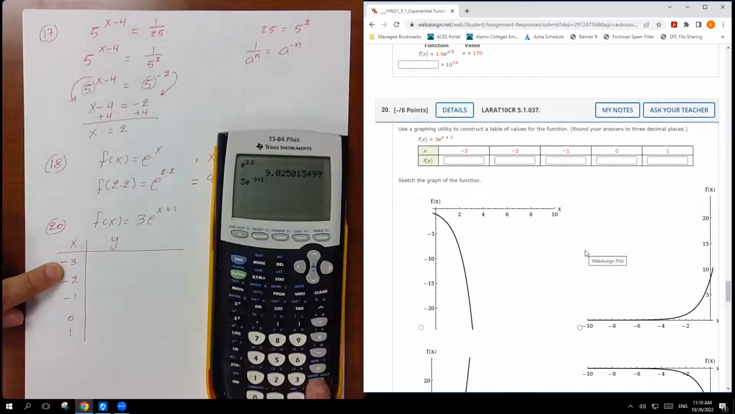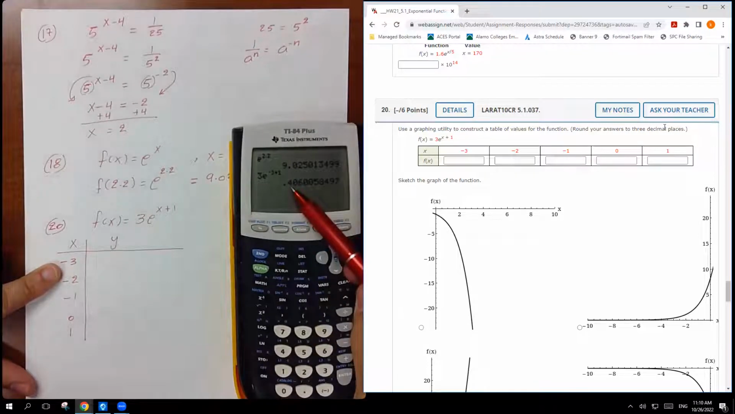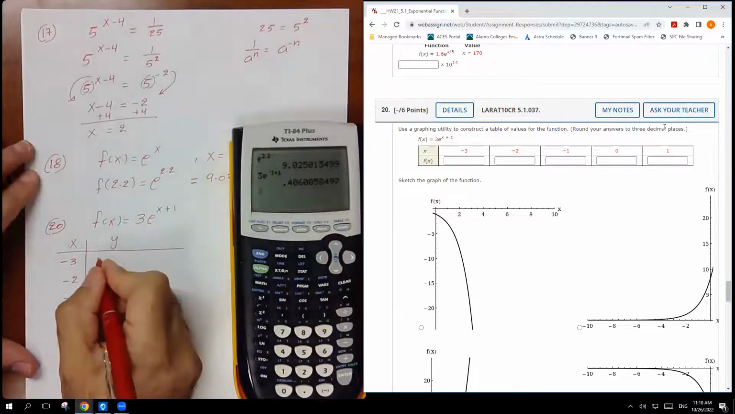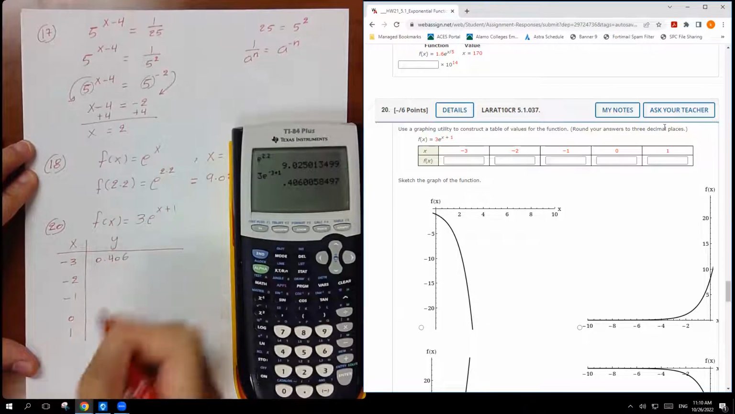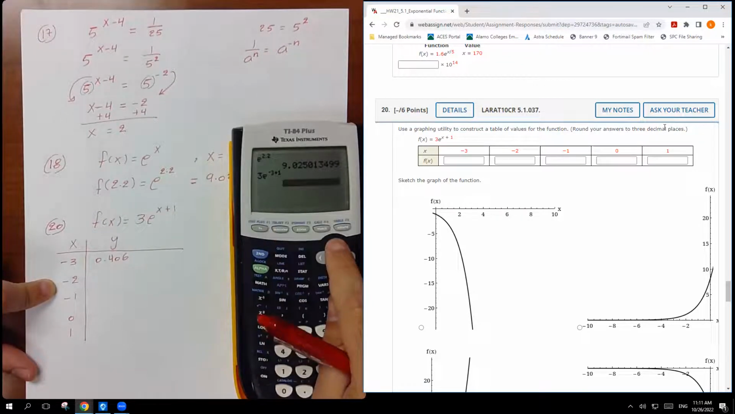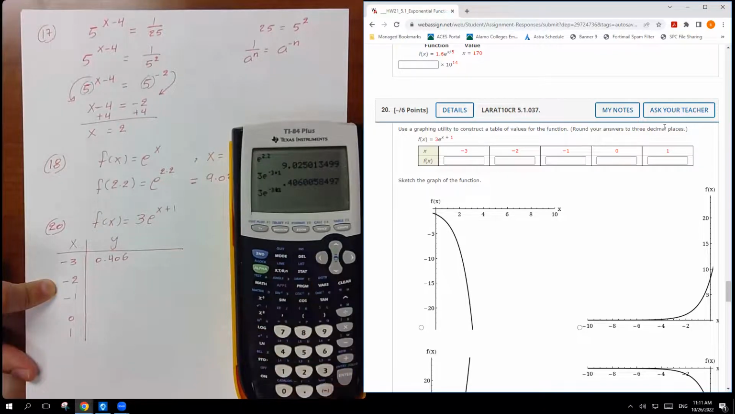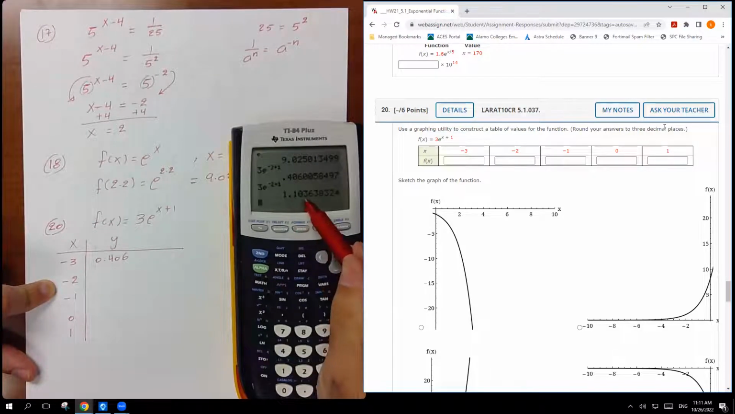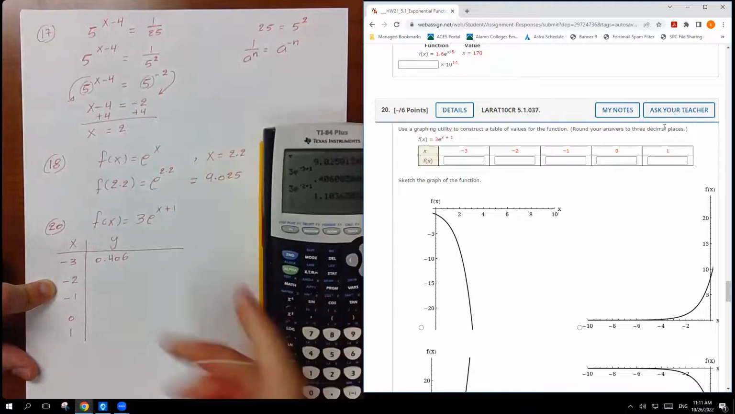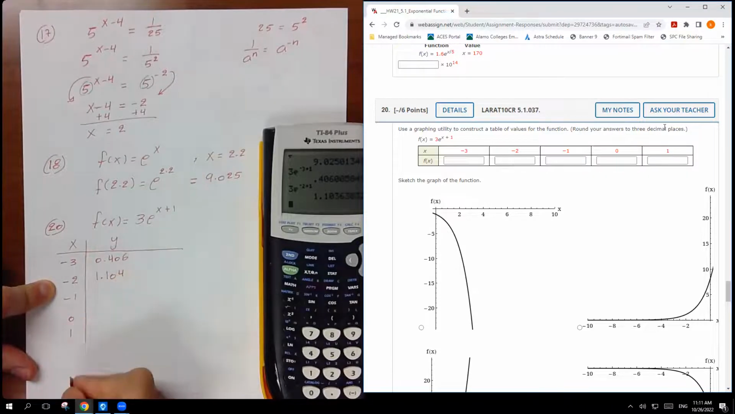How much is going to be the value? And they ask you to round to 3 decimal places. So it's going to be 0.406. Now let's plug in the second function here. We'll change -3 to -2. And this one is going to be 1.104 because this is 6. So 1.104. I'm rounding the number.